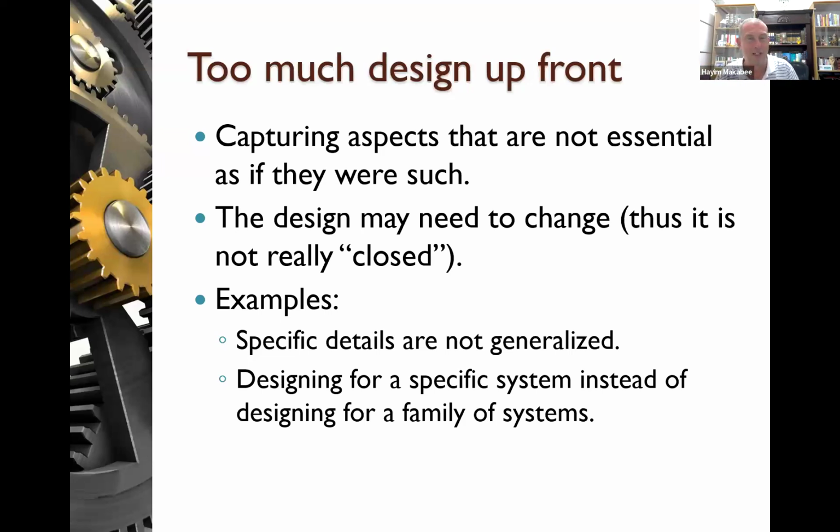What is too much design up front? Capturing aspects that are not essential as if they were essential. And if you make this mistake, we have to change the system. So for instance, this happens when some specific details were not generalized, or when designed for a specific system instead of designing for a family of systems. Or in other words, when we forget that there will be evolution. If you forget the evolution, you have to change things that you didn't plan to change. Okay?